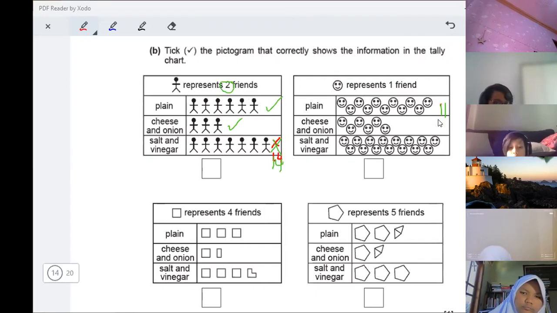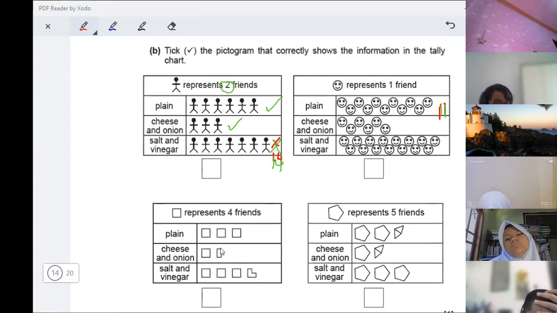This one is 11, so it's wrong. How about this? 4 friends. 1, 2, 3. So it's 12. And then this is 6. How about this? 15, 12, 13, 14, 15. Is it correct, class? Yes. Yes, so this one. How about this?